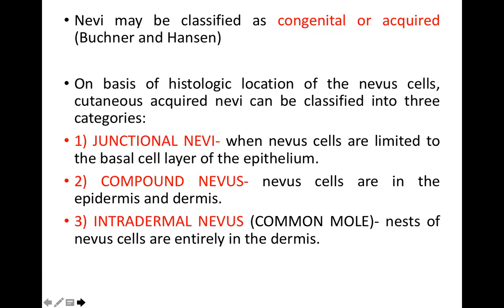So nevi may be classified as congenital or acquired according to Bonner and Hansen. On the basis of histologic location of the nevus cells, cutaneous acquired nevi can be classified into three categories: junctional nevi, compound nevi, and intradermal nevi. So junctional nevi when nevus cells are limited to the basal layer of the epithelium. Compound nevus when nevus cells are in epidermis and dermis. And intradermal nevus, nests of nevus cells are entirely in the dermis.